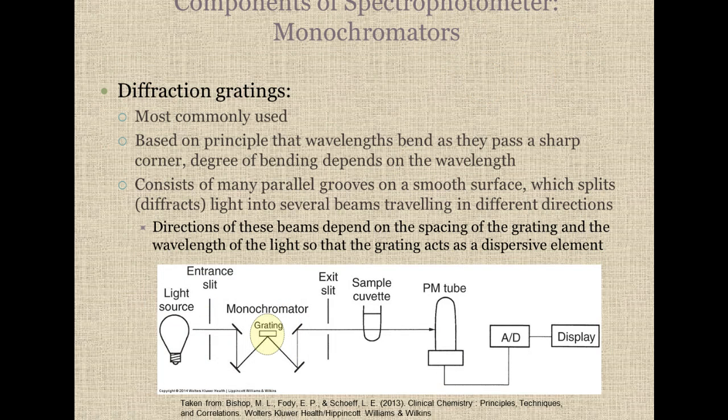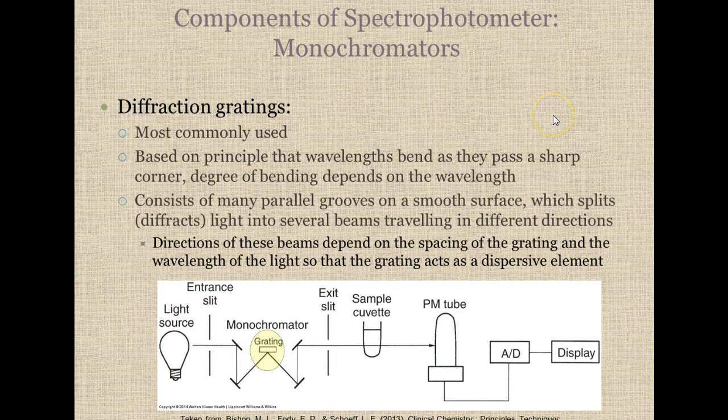Then we have the diffraction grating. This is most commonly used. You can see it in the middle down here. It's based on the principle that wavelengths bend as they pass through a sharp corner. The degree of bending depends on the wavelength. It consists of many parallel grooves on a smooth surface, which split the light into several beams traveling in different directions. The directions of these beams depend on the spacing of the grating and the wavelength of light, so that the grating acts as a dispersive element. Just helps to get the light through.